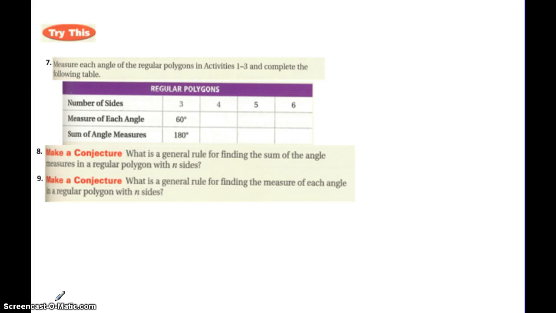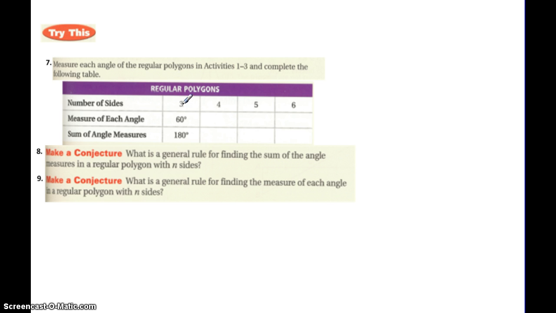Alright, so we need to measure each of the angles in the polygon for activities 1, 2, and 3. Now, we did not do the construction of the pentagon, so we will just go back and look at the equilateral. Now, the equilateral triangle, the sum of the measures is 180. We know that all triangles add to 180. So if we divide them by 3, that means that they each must be 60 degrees.